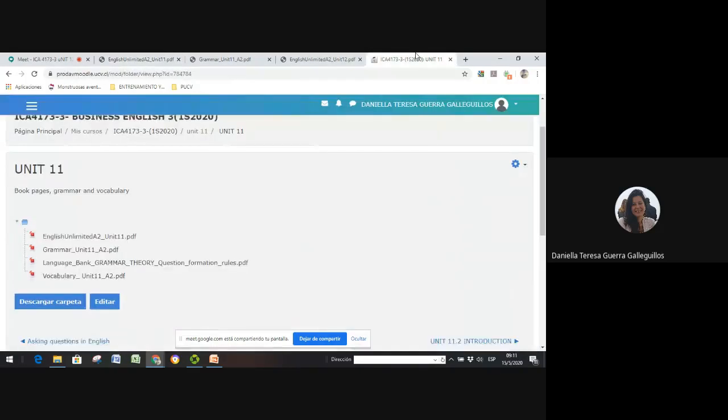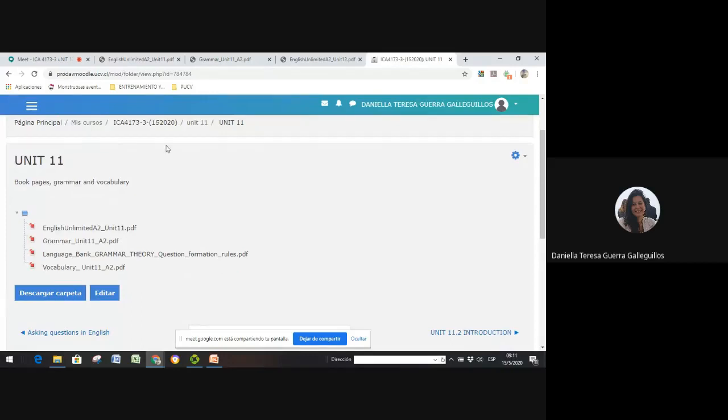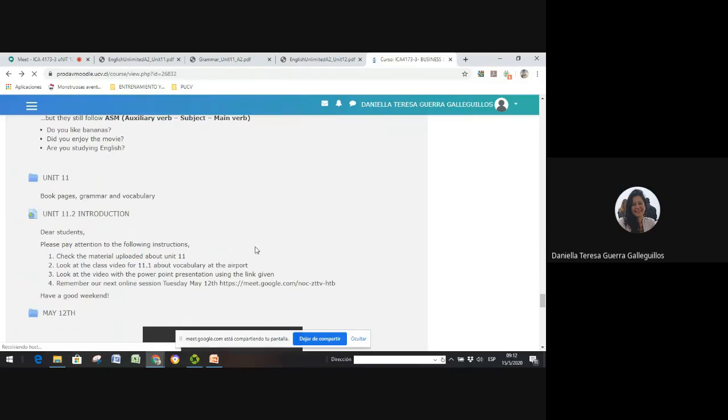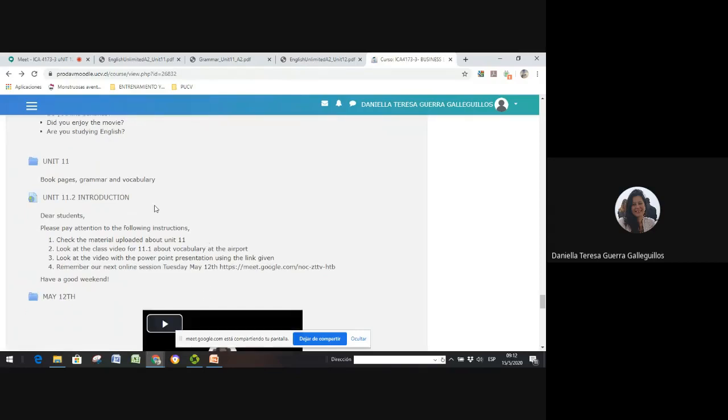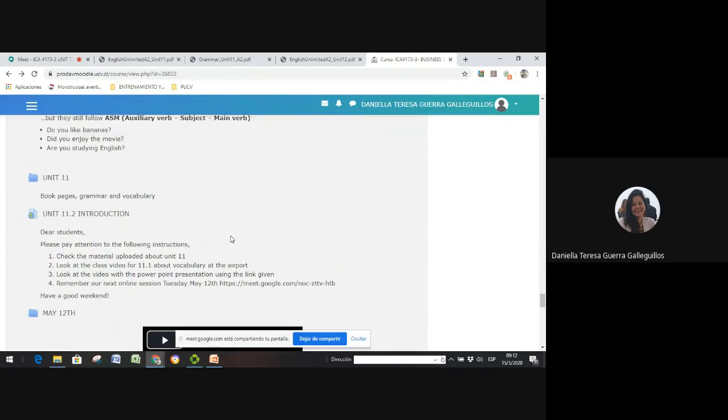Yo le subí esa información acá. Le subí todo lo que tenía que ver con simple past. Así es que ojo aquí con el grammar. No se olviden de usar el simple past when you tell a story.